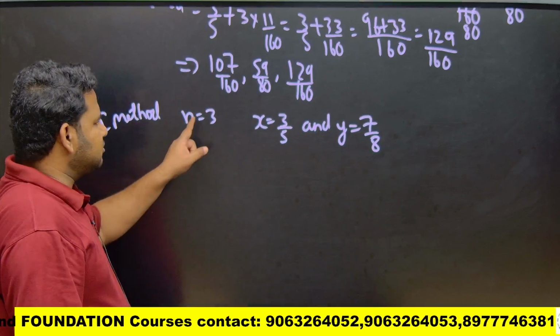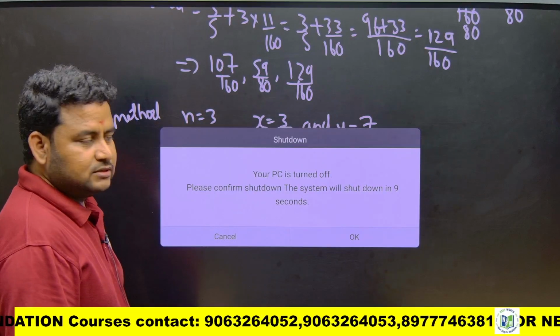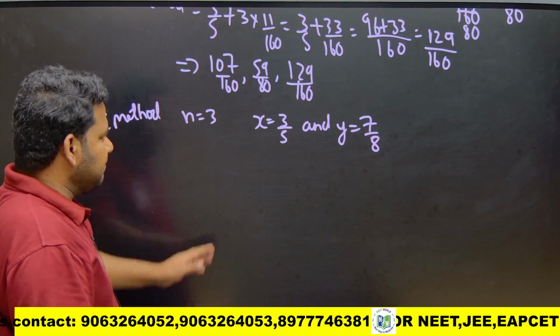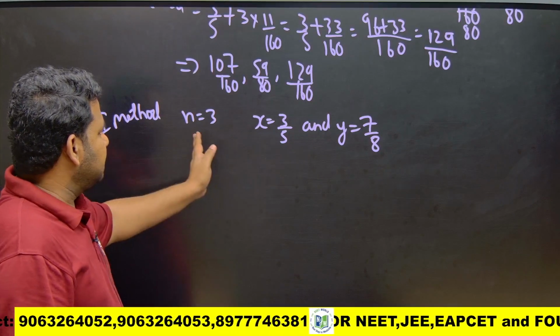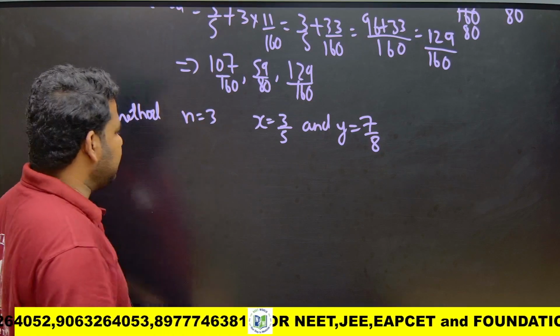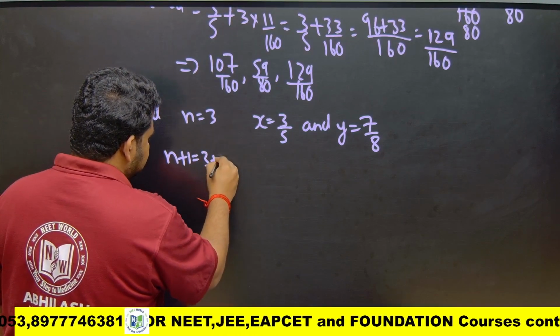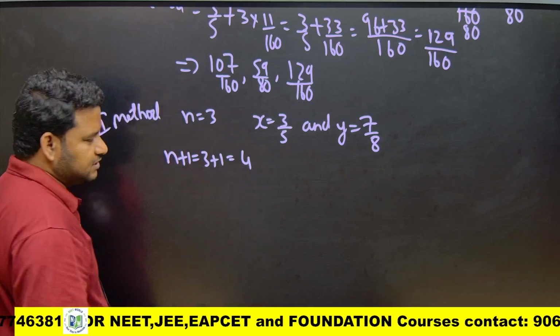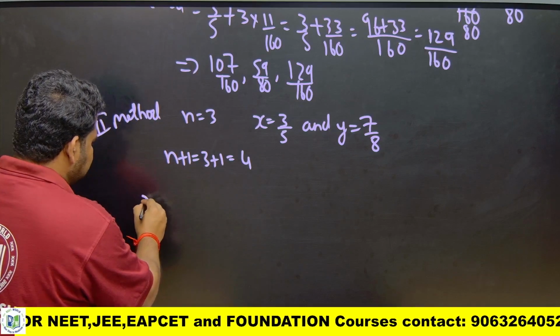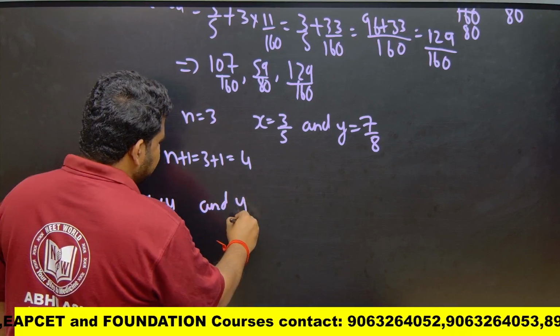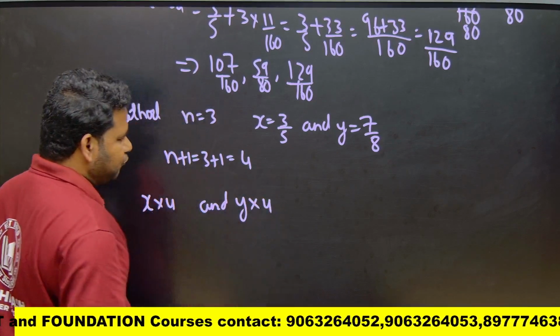Now n is equal to 3. So what we have to do is, in the second method, multiply both x and y by the n plus 1 value. Okay. Now n plus 1 will be equal to what? N plus 1 will be equal to 3 plus 1, that is nothing but equal to 4. So multiply x by 4 and multiply y by 4.